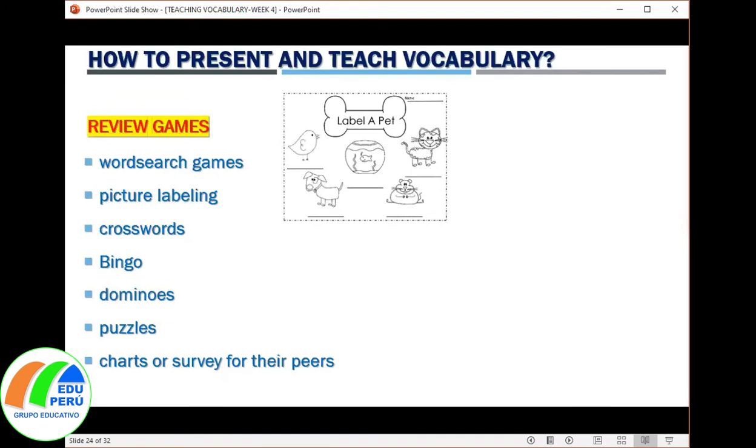You have this one for little kids that is very common, label a pet. So children must label these pictures with the correct words. Here you have the bird, the fish, the cat. So they have to label.